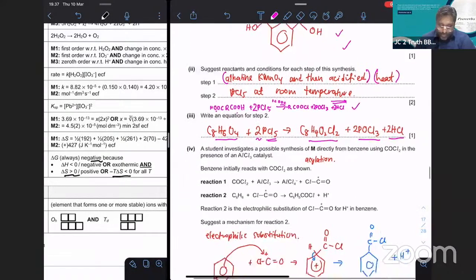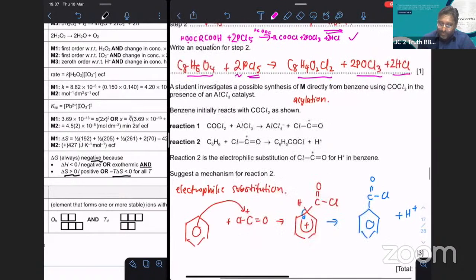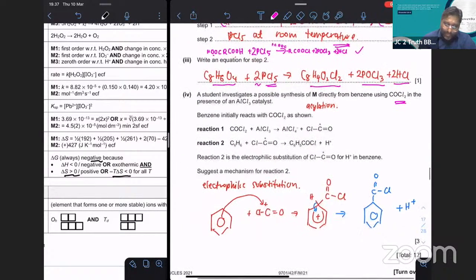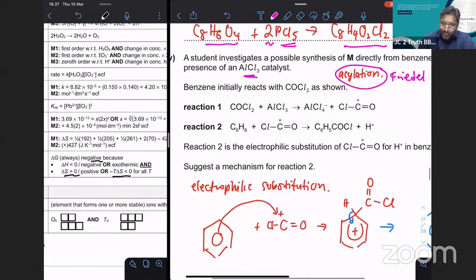Now, a student investigates a possible synthesis of M directly from benzene using COCl2 with the presence of AlCl3 catalyst. If you have AlCl3, it means you are going to try to do direct substitution. Yeah, so they're talking about acylation, Friedel-Crafts acylation. So they are trying to use the halogen carrier. So benzene initially reacts with the COCl2 as shown. Yeah, so you have this, and then they give you this. This one you are creating electrophile.